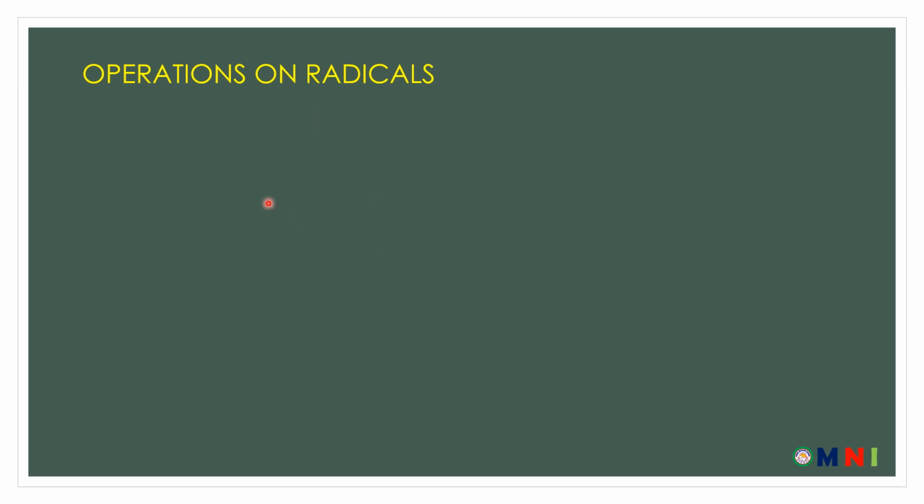Let's have some examples. The first one is 4x square root of y plus 6x square root of y.